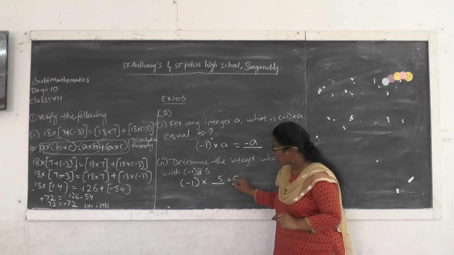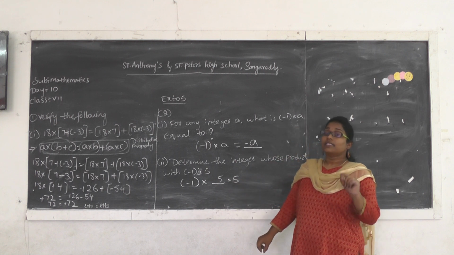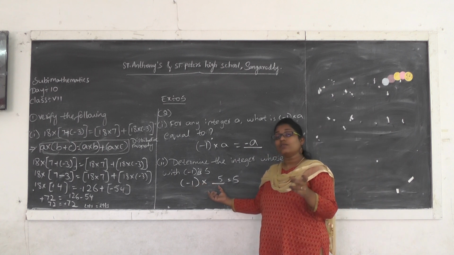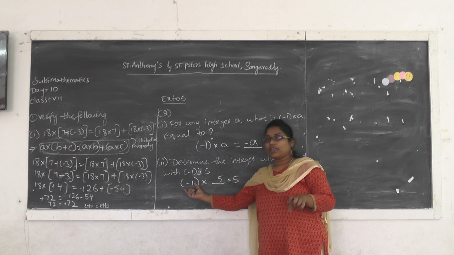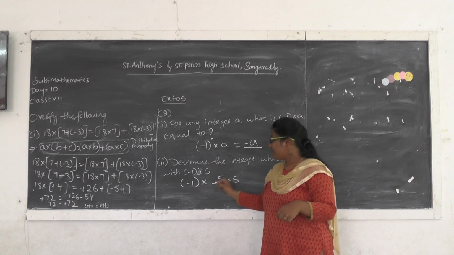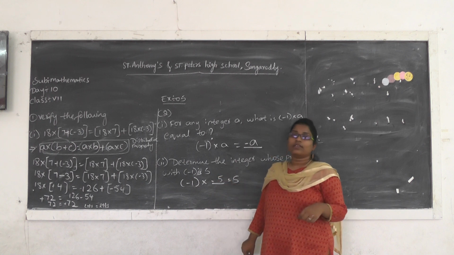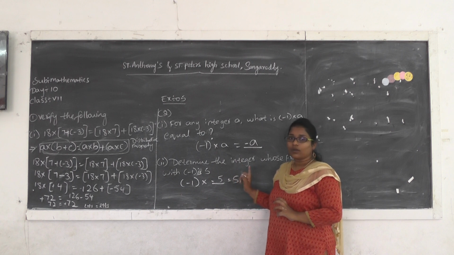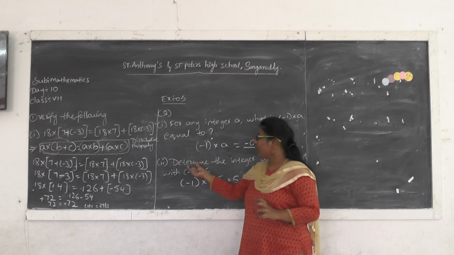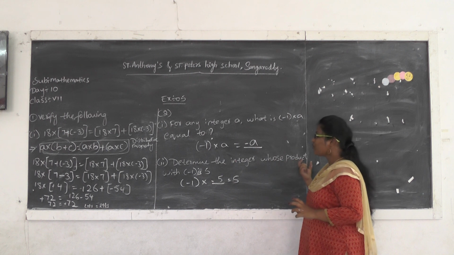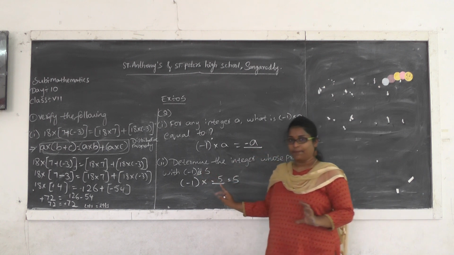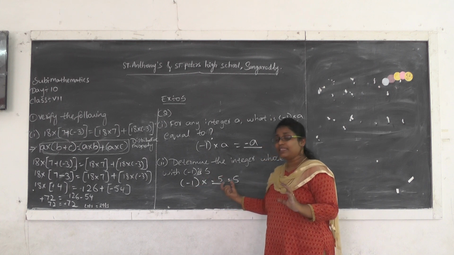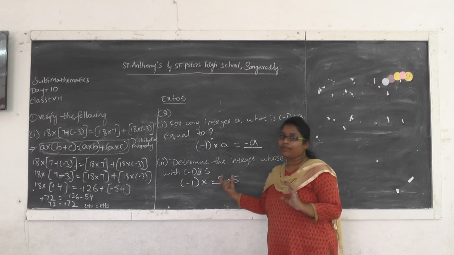But here if you observe the symbol, it is positive 5. Since the result is positive 5, both the terms should have equal signs. Here they have already given one as minus 1, so obviously the second term also should be negative 5. Then only the result will come as positive 5. Are you able to understand? See the question here: determine the integer whose product with minus 1 is 5. Minus 1 should multiply with some number, then the result is equal to 5. What is the particular number we have to find?